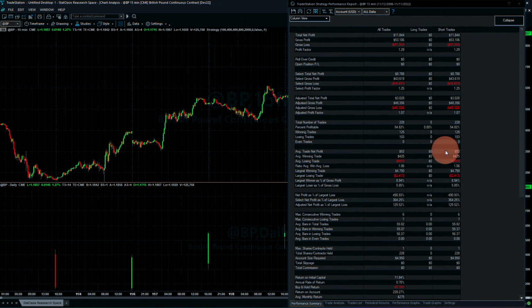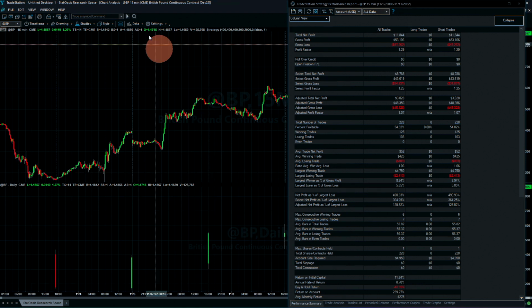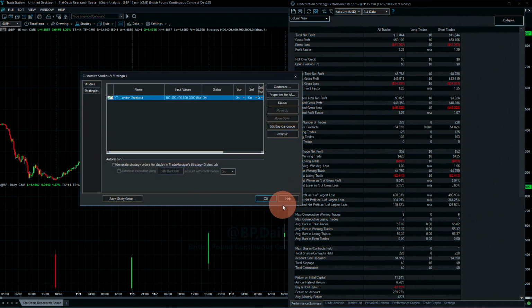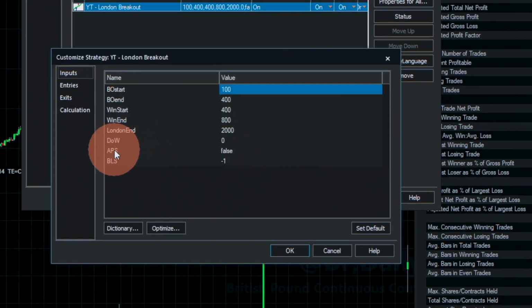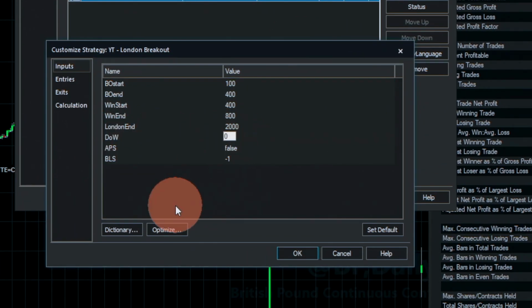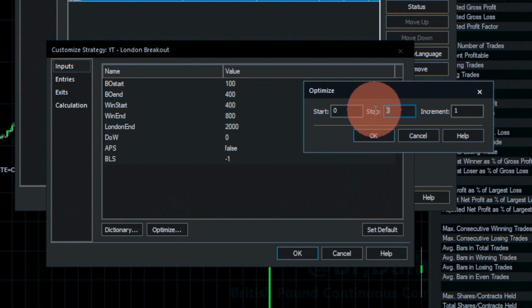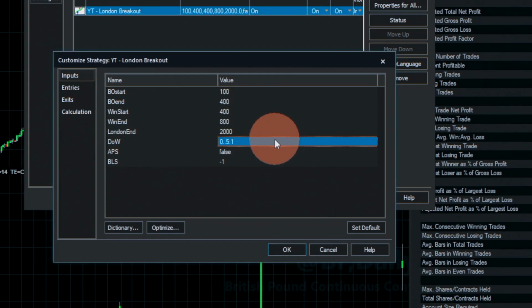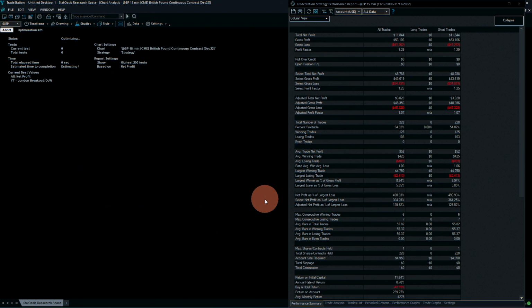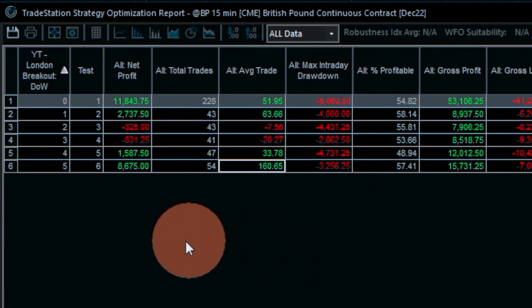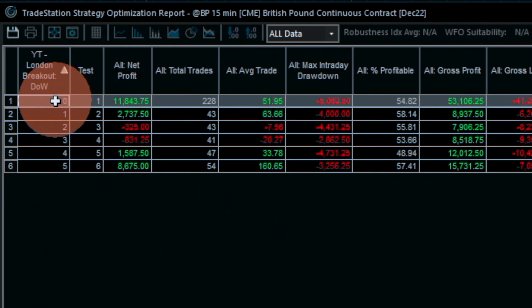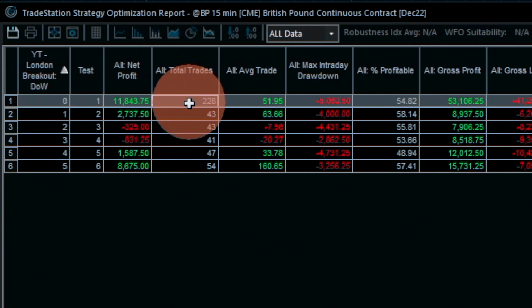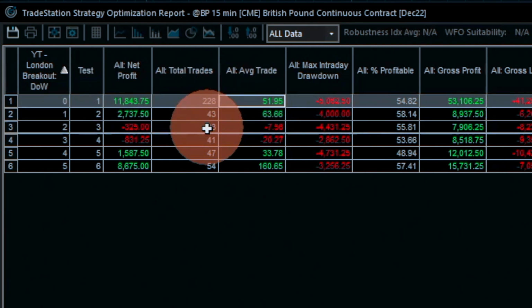Now I will introduce another concept, which is to test on the day of the week. So now you understand what this filter is all about. So this is day of the week. We will optimize this value from 0 to 5, step 1. That means 0, we're taking all days, and 1 to 5, which is Monday to Friday. And now if you look at the data, we see something interesting. So 0, which means we're trading all days, we have 228 trades averaging $51.